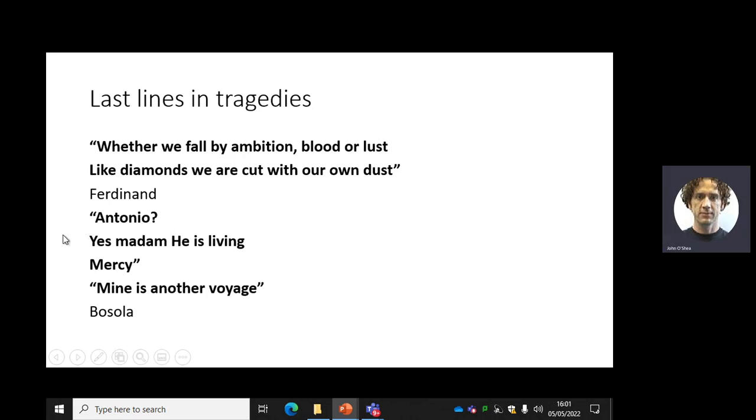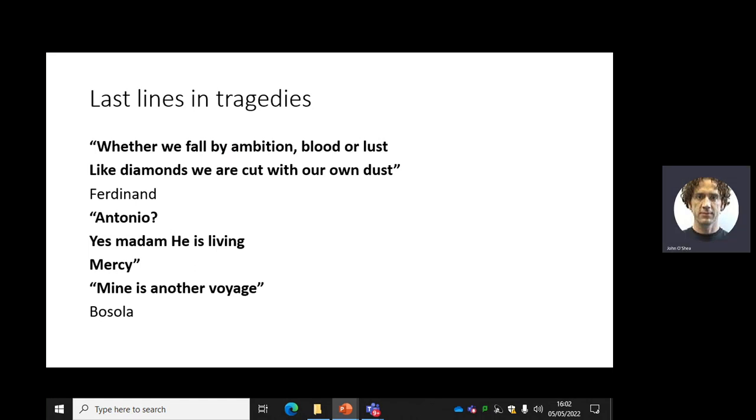Now, the last lines of the Duchess, Antonio. "Yes, madam, he is living," says Bosola. Bosola lies to her, but he lies the charitable way. So consider how some lies are necessary in life. The Duchess has to lie. She isn't untruthful, but she has to lie because of her position. Her last line is mercy. It's a spiritual death, she gets justice in the other world.